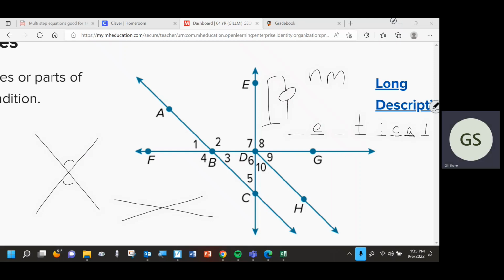So if I took a protractor and measured, which we're supposed to do all kinds of stuff with constructions and protractors and compasses, I don't know how they expect us to get through this stuff. The pacing guide is ridiculous.